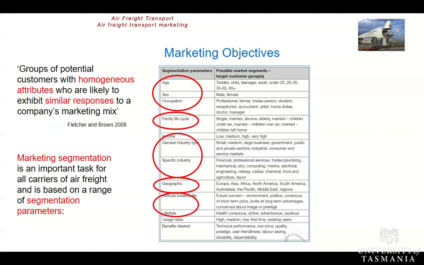Lifestyle, so it could be psychographics, which are values and lifestyles and attitudes. Another option, and quite a popular option, and the option that we'll be working on, is this idea of benefits desired. So what does the shipper want to get out of a shipment of air cargo? Now, once you've gone through that process and you've determined the particular parameter that you're going to use, you then make a decision on which group within those variety of groupings that you're going to target.